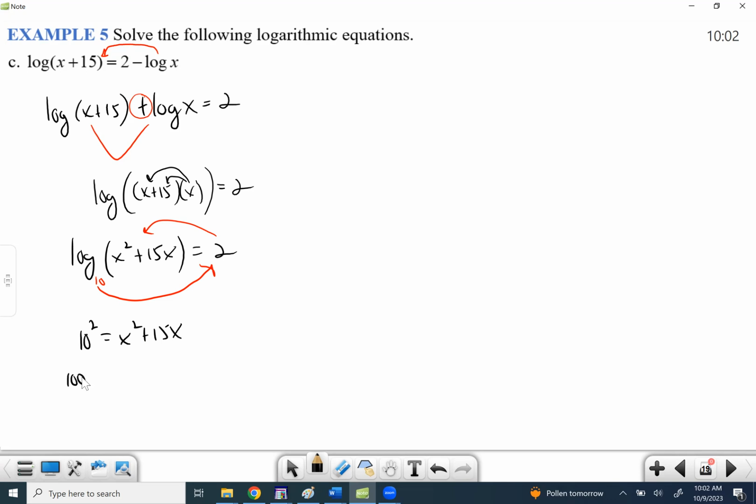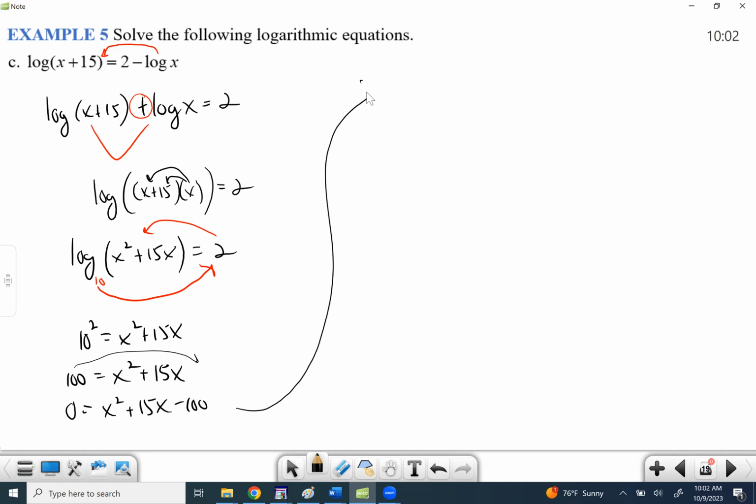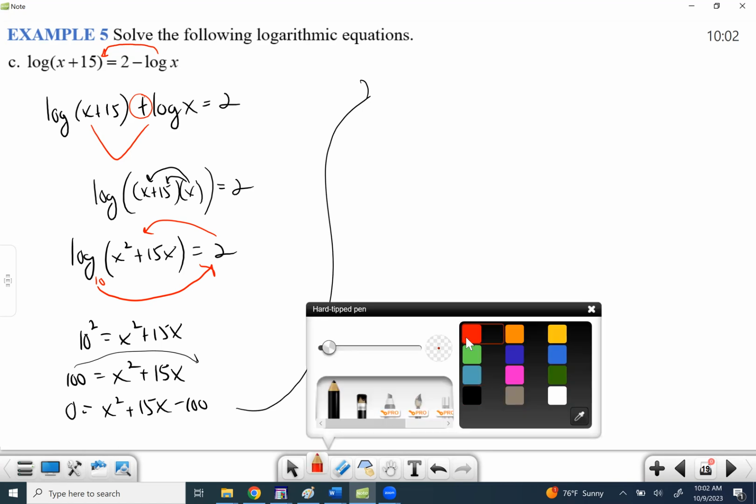Ten to the 2nd is 100. So we'll move that 100 over to the other side. So we get our equals 0. It'll be negative then because we subtracted them over. Okay, so we're going to go ahead and factor.